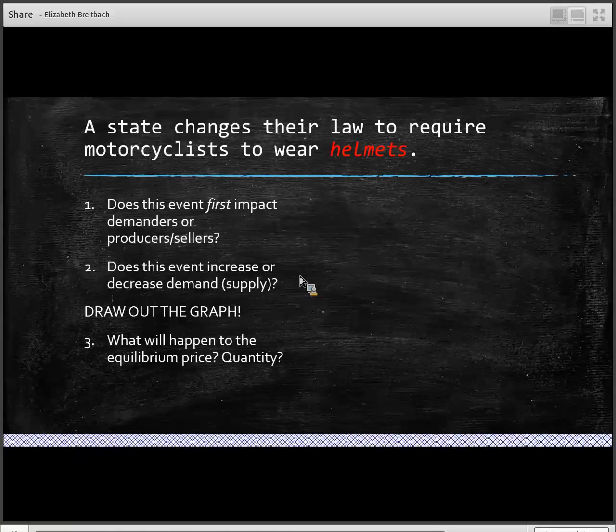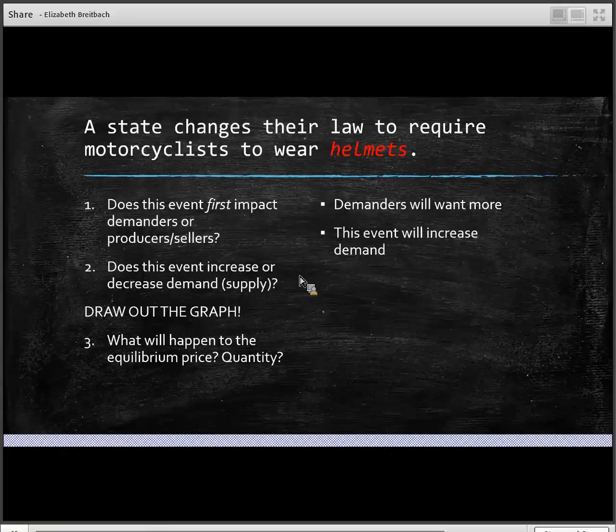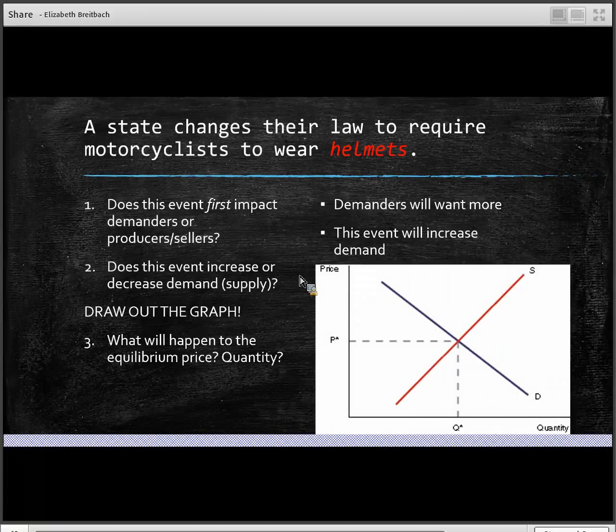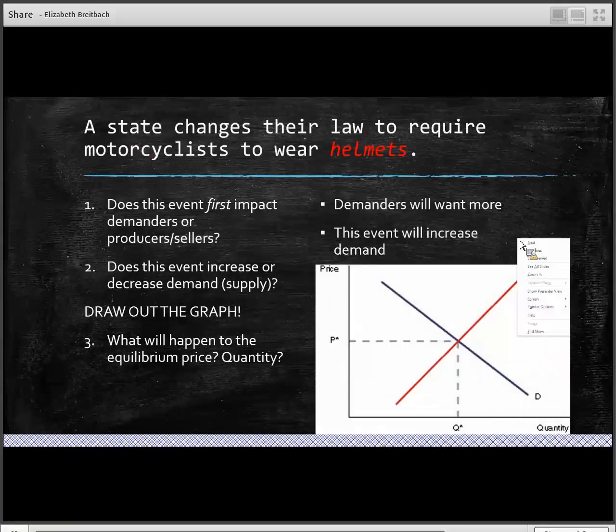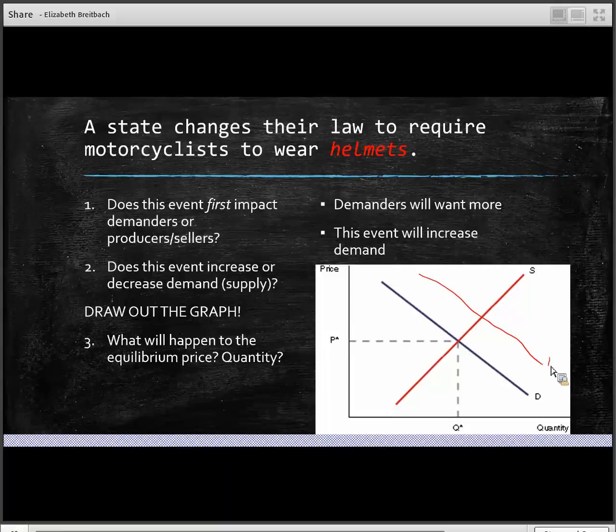And so the first thing we see is that demanders will want more. Demanders are the first actors here, and this event is again going to increase the demand for a product. All right, and so we're going to have a very similar situation. We have our initial price, our initial quantity. We see that our new demand curve will come out here to the right of our old demand curve. There's an increase in demand.